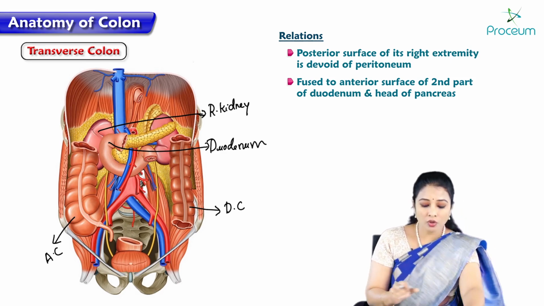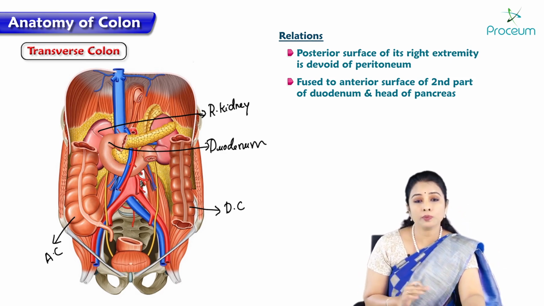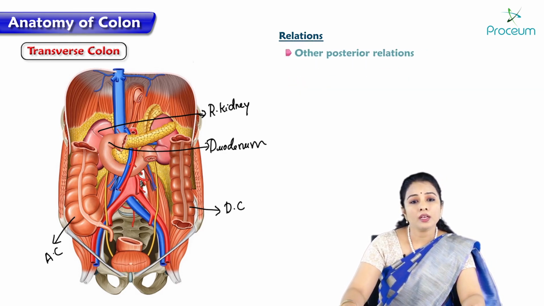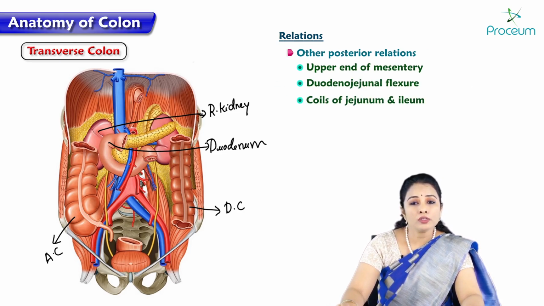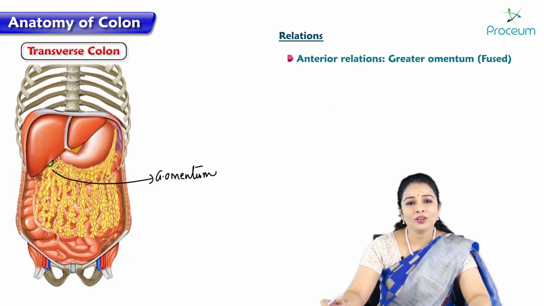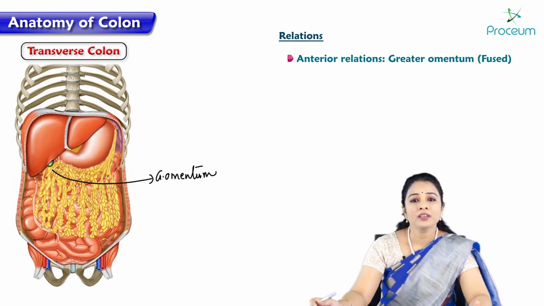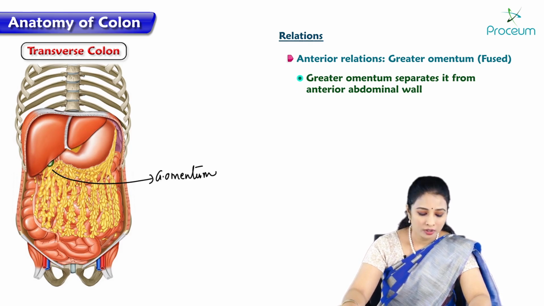And transverse colon is removed here, and transverse mesocolon is also removed to expose the posterior relations in this image. The other posterior relations are the upper end of mesentery, duodenojejunal flexure and coils of jejunum and ileum. Anteriorly, the transverse colon is related to greater omentum. So, we can see the greater omentum with which it is fused. The greater omentum separates it from anterior abdominal wall.